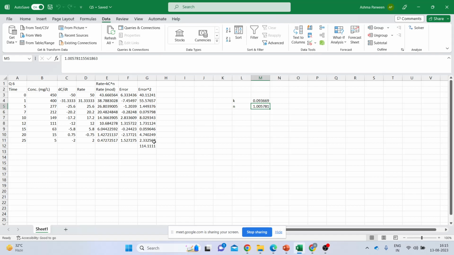Also, we can further reduce the value of the square of the error by assuming some other values, because I assumed n as 1 and k as 0.5. That's why I got these values, but we can assume different values of n and k, and see whether the error is reducing. Finally we will take the value of n for which the error is minimum.